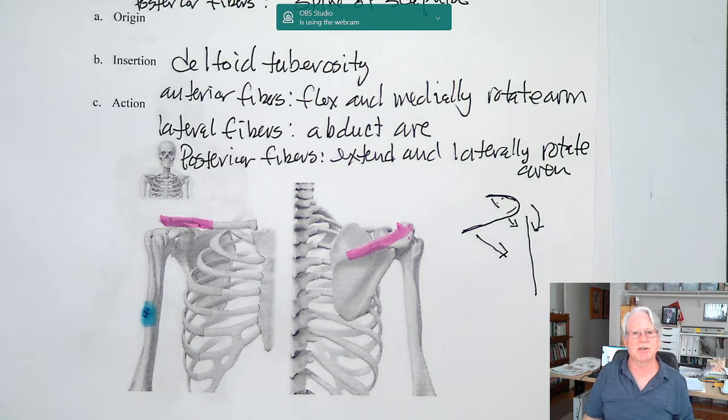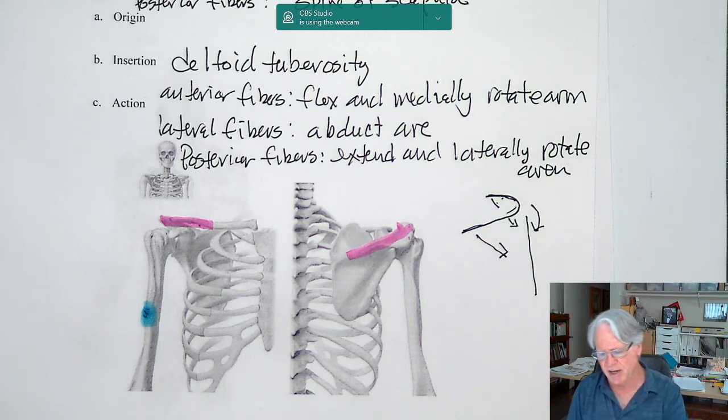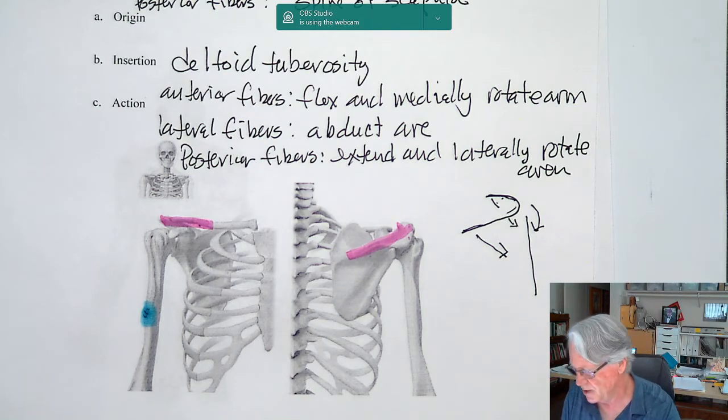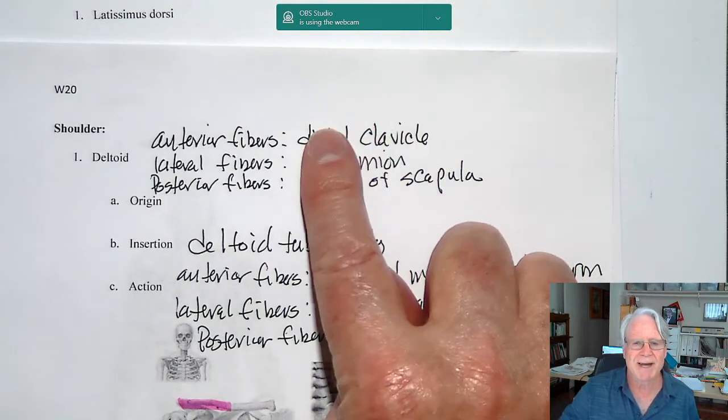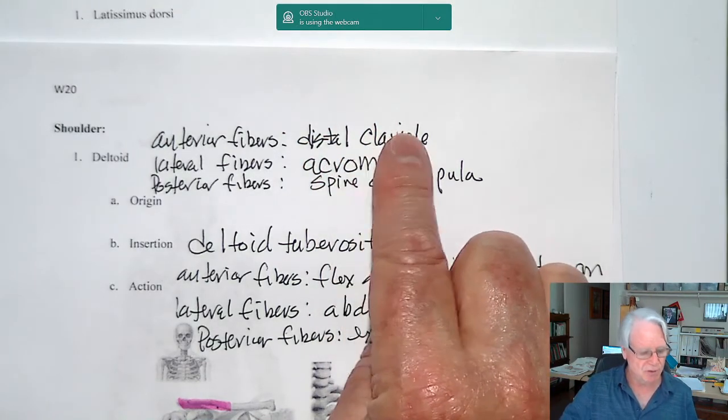And then the posterior fibers are going to extend the arm, so I can flex and then bring it back using the same muscle, and I can also rotate my thumb to the outside using those posterior fibers back here. So I got a lot of different actions out of this muscle simply because of the wide distribution of the origin.